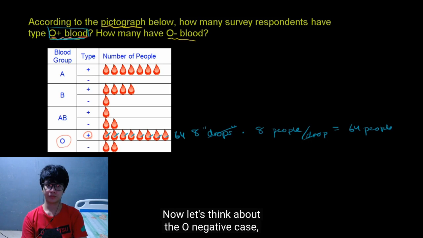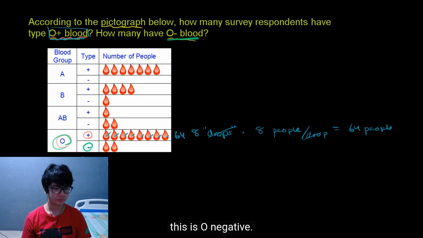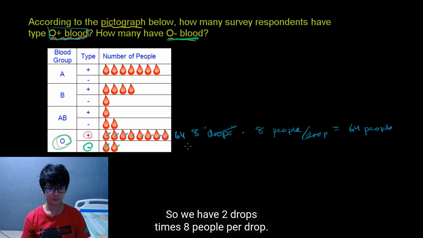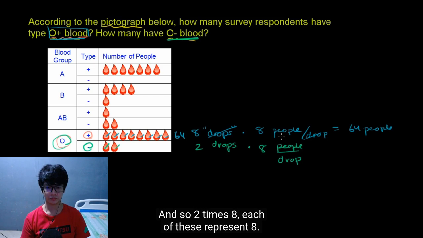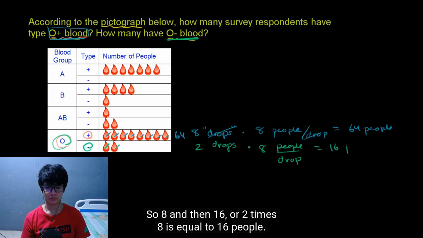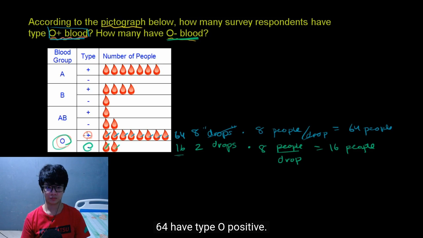Now let's think about the O negative case. O negative blood. Well, this is O, and then within the blood group O, this is O negative, and we have 1 drop, 2 drops. So we have 2 drops times 8 people per drop. And so 2 times 8, each of these represent 8. So 8 and then 16, or 2 times 8 is equal to 16 people. So 16 of the survey respondents have type O negative, 64 have type O positive.